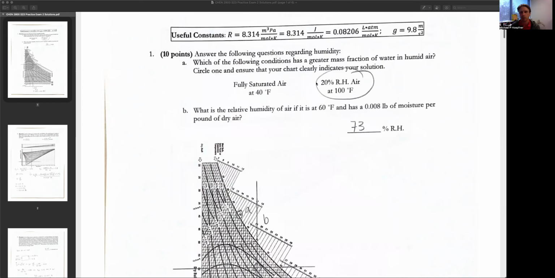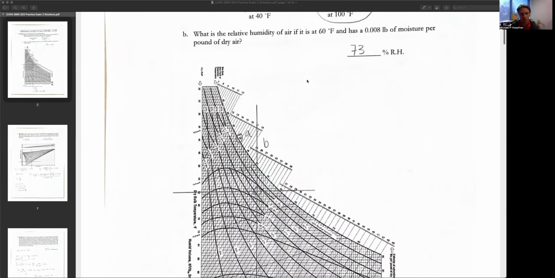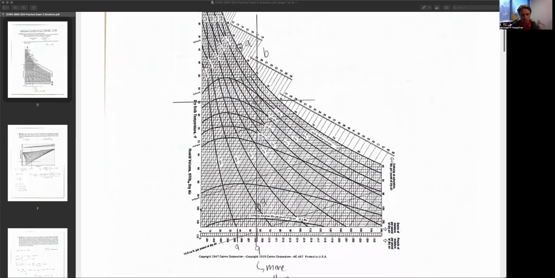The second point is 20% relative humidity at 100 degrees Fahrenheit. So we go to 100 degrees, up to the 20% relative humidity line, and then we can read down and see we're between 50 and 60 grains per pound. So in this case, the 20% relative humidity at 100 degrees Fahrenheit has more water contained within it.